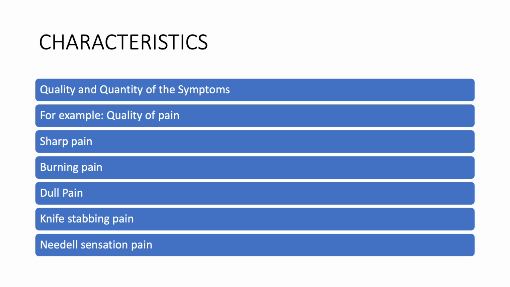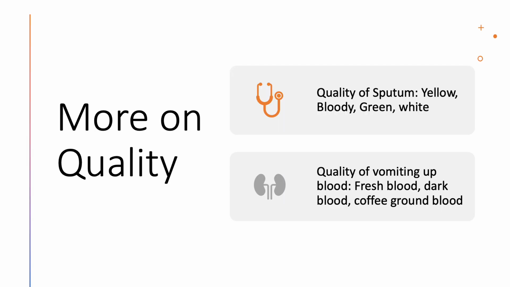Don't say only pain. You say this is a sharp pain. This is a burning pain. It is important because that makes a totally different diagnosis. More on the quality, like for example, you want to say sputum. Is this sputum yellow, bloody, green, white? This is quality. We will talk about more based on the symptoms.